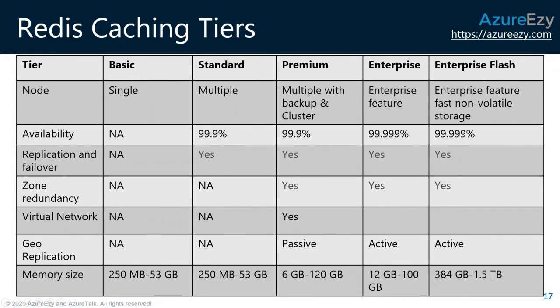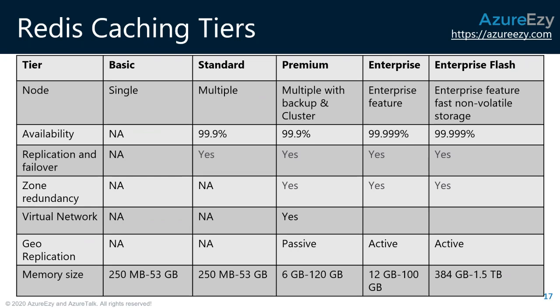Redis cache is available in different tiers in Azure. Generally, it is basic, standard, and premium. But if you go to the Azure portal, you will see there are premium as well as enterprise and enterprise flash versions. So based on your corporate need, based on your environment's need, you can choose which is best suited for your organization. Let me tell you a few of the key differences between them.